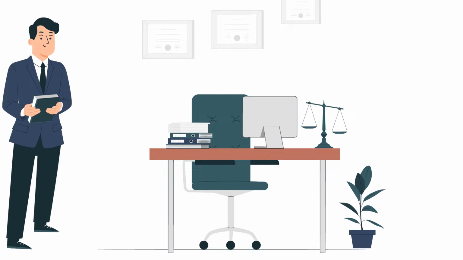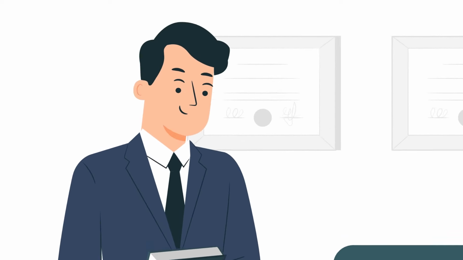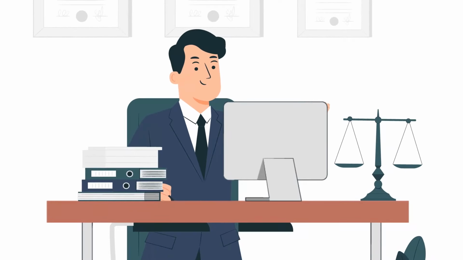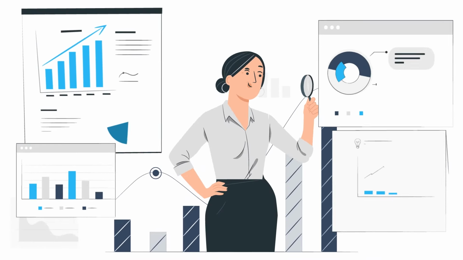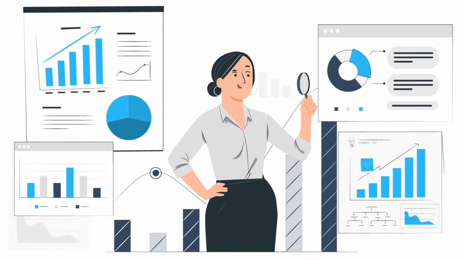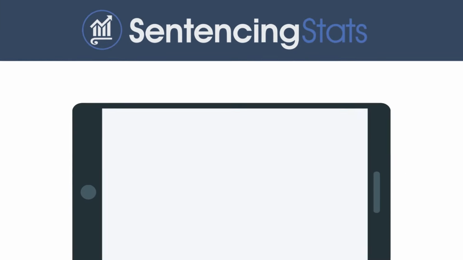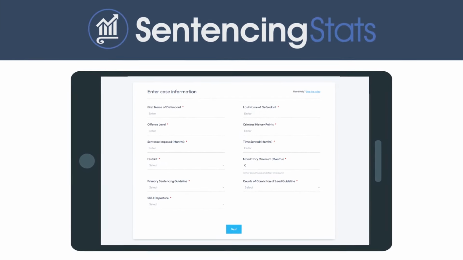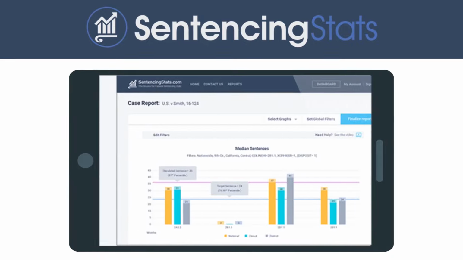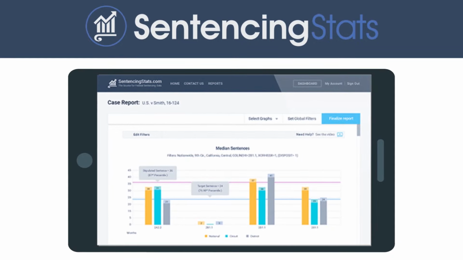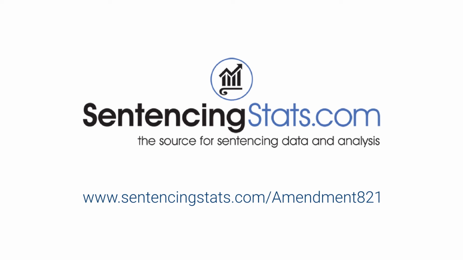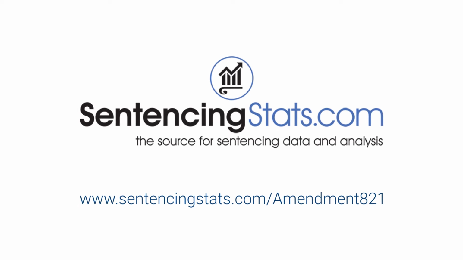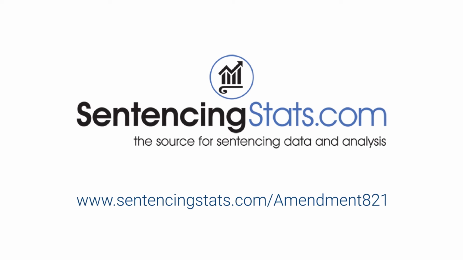We hope this helped you understand the Criminal History Amendment a bit better. As you can see, federal sentencing is complicated. The path to resentencing under the Guideline Amendment starts with data and analysis. Sentencing Stats is offering a free pre-qualification tool, a resentencing calculator, and a sentencing data eligibility assessment. We recommend you visit amendment821.com or SentencingStats.com/amendment821 to get assessed.